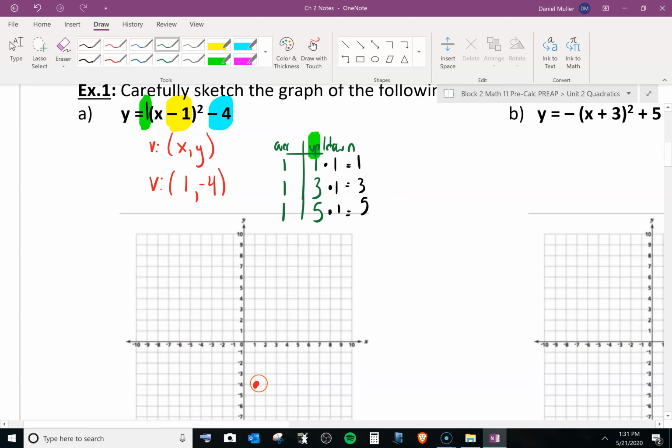So from the vertex, and because we're heading up, go over 1, up 1, over 1, up 3, over 1, up 5. So again, you start at the middle, go over 1, up 1. From there, go over 1, up 3. From there, go over 1, up 5. And then do that to the other side. Over 1, up 1. Over 1, up 3. Over 1, up 5. So we have this graph at the end.